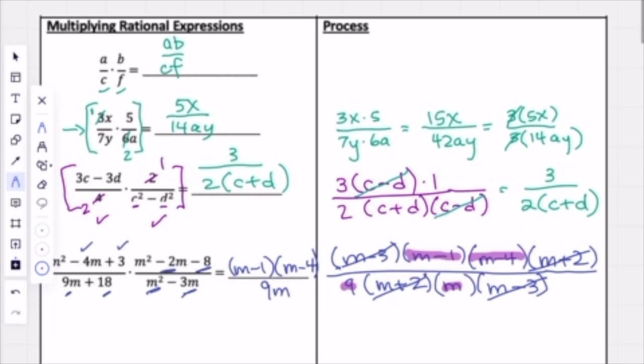Our next topic will be dividing rational expressions, which is just an extension of multiplying rational expressions.